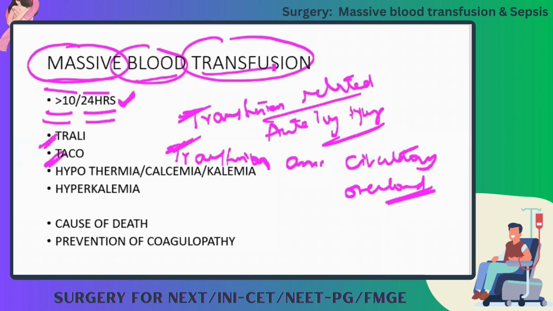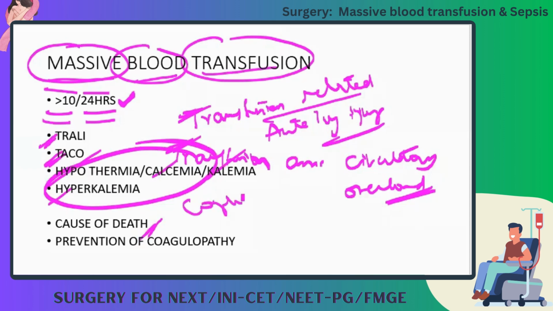TRALI is transfusion related acute lung injury. TACO is transfusion associated circulatory overload, and there will be electrolyte imbalances like hypocalcemia and hyperkalemia. So all types of electrolyte disturbances will be there. And what will be the cause of death? Coagulopathy. The patient will ultimately bleed because of this massive transfusion. Whatever the clotting factors are, they will be used up, so he will ultimately die because of coagulopathy. We call it DIC, disseminated intravascular coagulation. So prevention of coagulopathy is the key in massive blood transfusion.